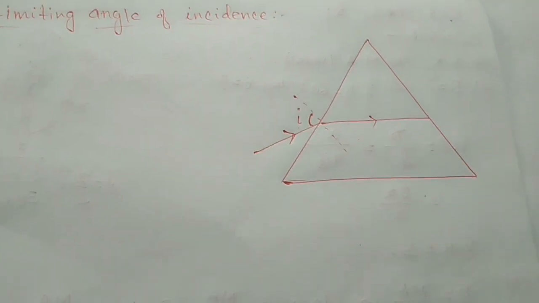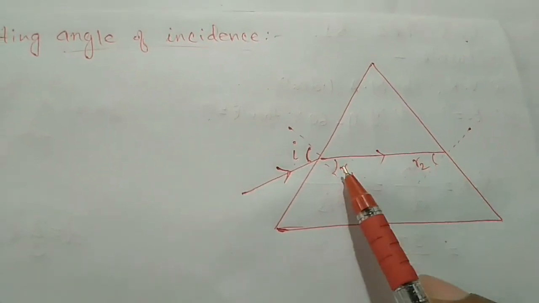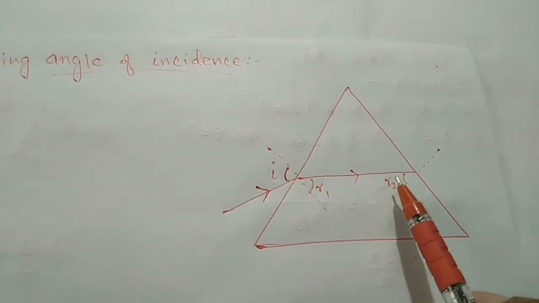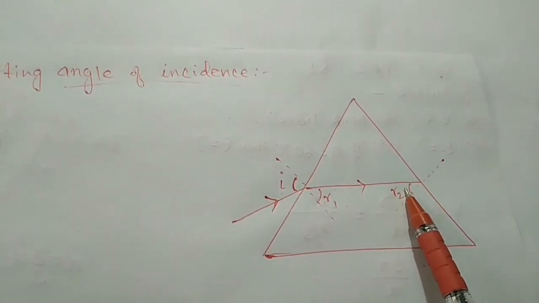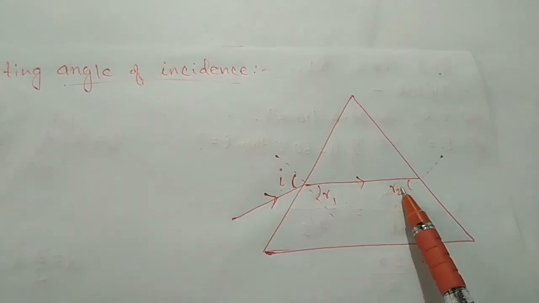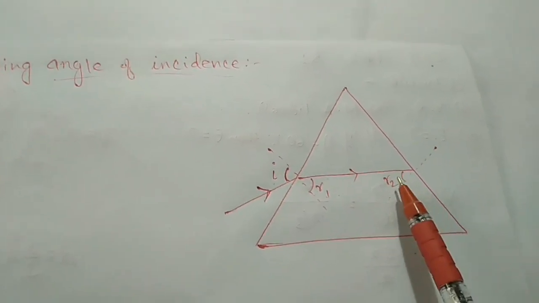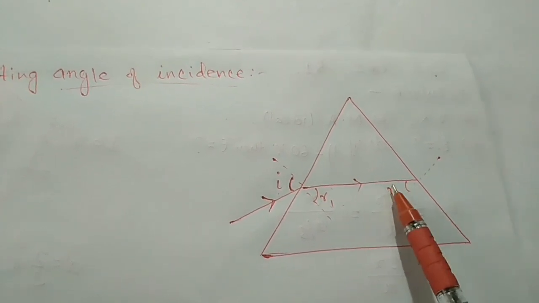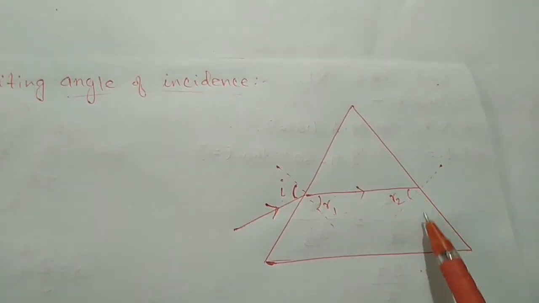So first draw the normal. I have drawn the normal and named this R1, this R2. According to this angle, the phenomenon will happen. If R2 is less than the critical angle, the light will go out. If R2 is exactly equal to the critical angle, the light will go through this path. If R2 is greater than the critical angle, the light will return.